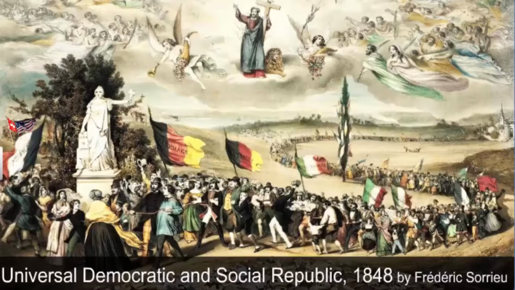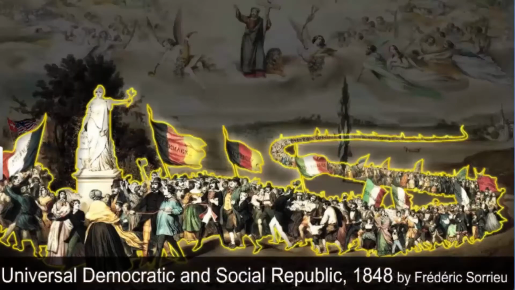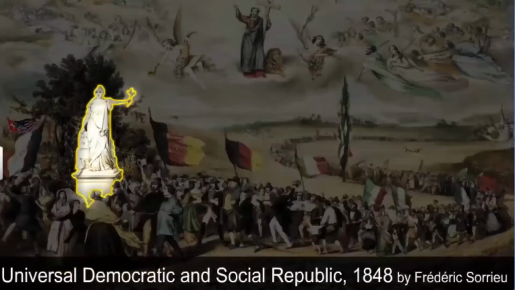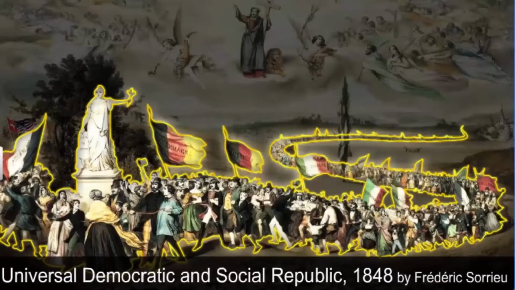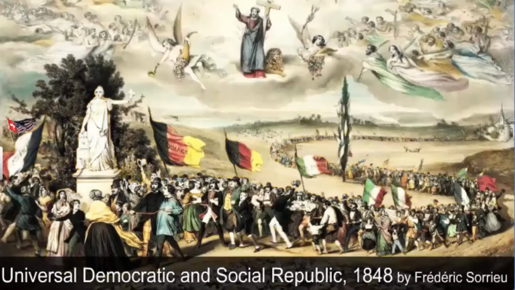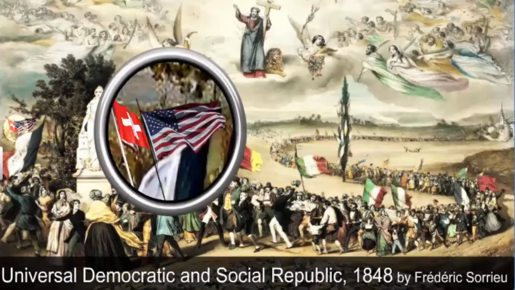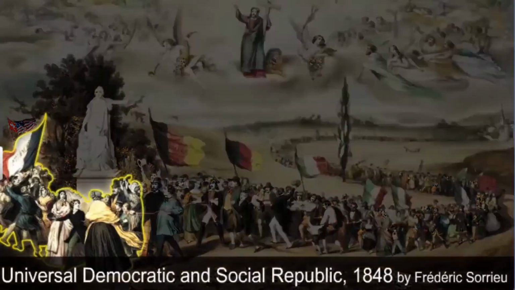If you look carefully, Seurat shows people from different countries and all walks of life marching towards the Statue of Liberty, each of them wearing their national costume and carrying revolutionary flags. The countries leading the procession are the United States and Switzerland. They are followed by the French people, carrying the revolutionary tricolor.